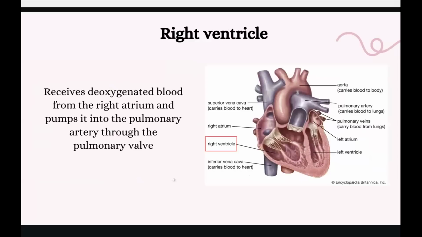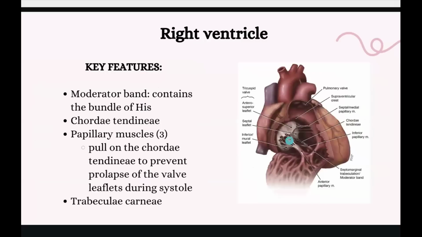Next, you have the right ventricle. So the right ventricle receives the blood from the right atrium, and then it pumps it through the pulmonary valve to the pulmonary artery. So over here is the right ventricle. Okay, so for the features of the right ventricle, the very characteristic feature is the moderator band. The moderator band basically contains the bundle of His, so it's used for the electrical system of the heart. So this is how it reaches the right ventricle, through the bundle of His, and it's carried within the moderator band.